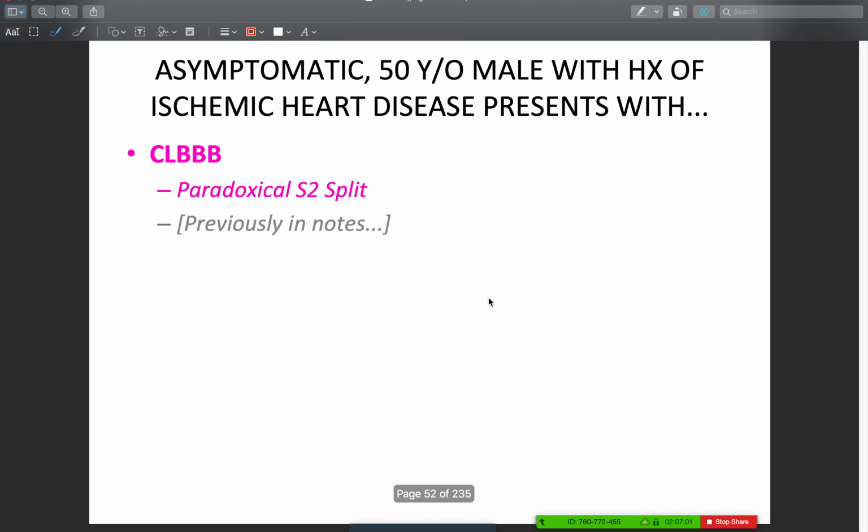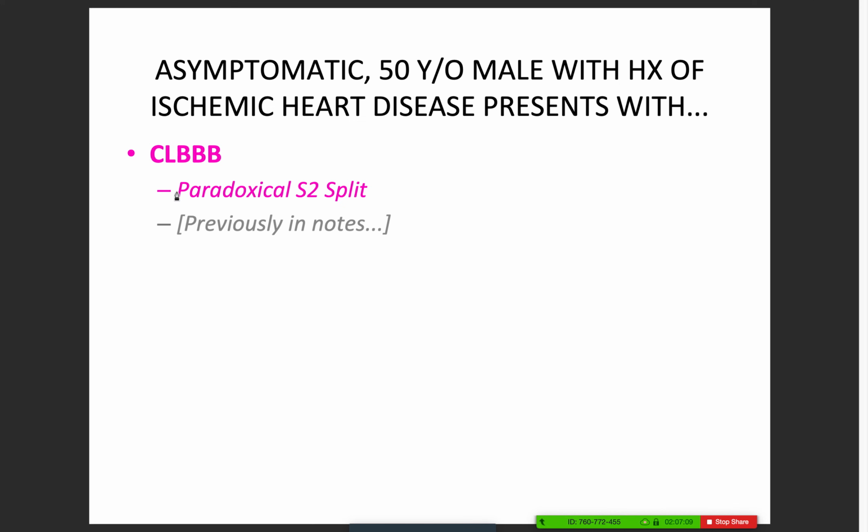Okay. All right, great. So we have an asymptomatic 50-year-old with a history of ischemic heart disease, presents with a paradoxical S2 split. We can know that is left bundle branch block. We are going to look for some bunny ears on that V6 lead and have our diagnosis.